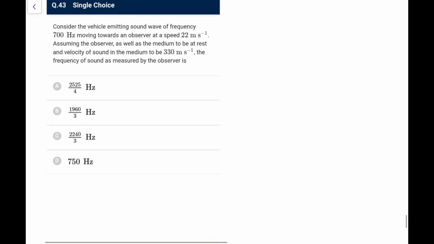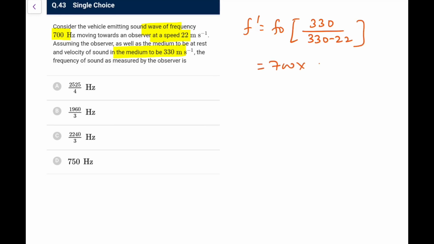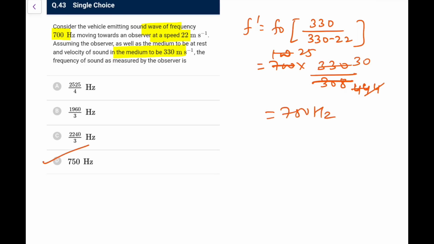Next, consider the vehicle emitting sound wave of frequency 700 moving towards an observer at speed 22. Assuming the observer as well as medium to be at rest and velocity of the sound be this, the frequency of sound as measured by observer. So it's a straightforward question. Frequency f dash apparent would be f naught. Because source is moving, observer is at rest, it would be 330, and source is going towards the observer, therefore 330 minus 22 I can write. So it would be 700 into 330 upon 308. So 7 cancels, so 100, this would be 44. Now 44, this is 11 table, this is 30, this is 4, this is 25, so 30 into 25 comes out to be 750 hertz. So it's a straightforward option D.